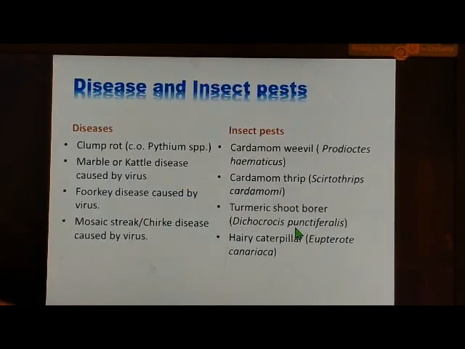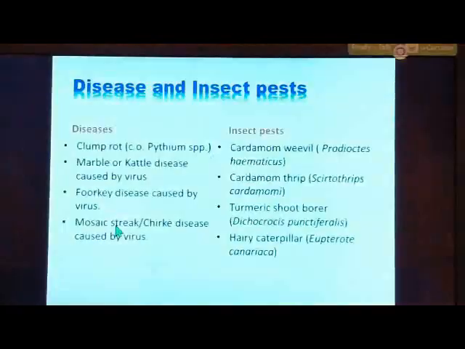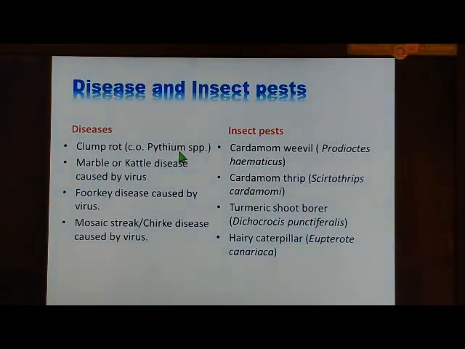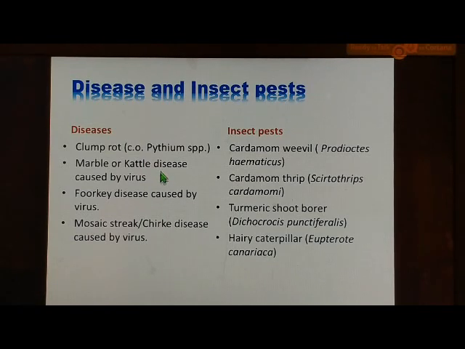Now this cardamom plant is also infected by microorganisms as well as insects. So these are some of the diseases caused by microorganisms. The clump rot is caused by a fungus, Pythium species, then the marble or kattle disease, forky disease, and mosaic streak. These are caused by different species of viruses.